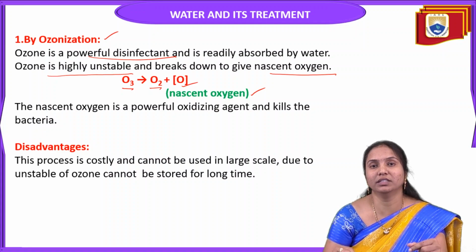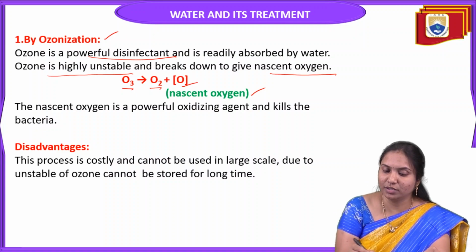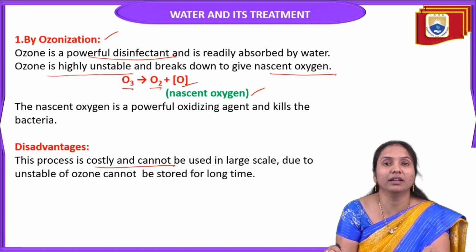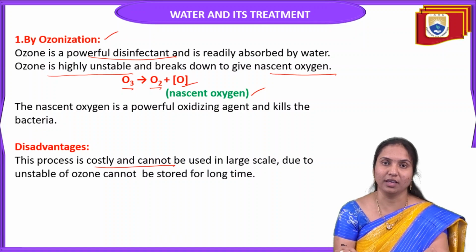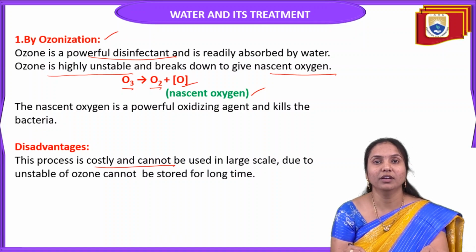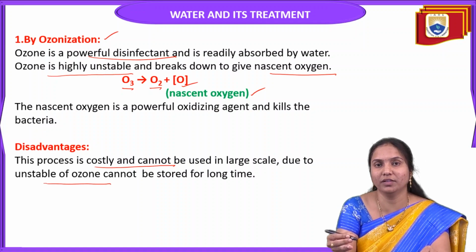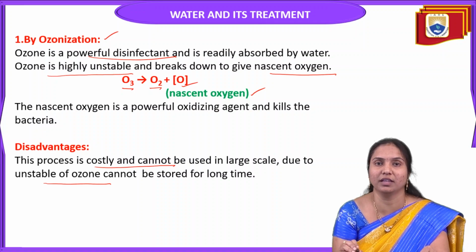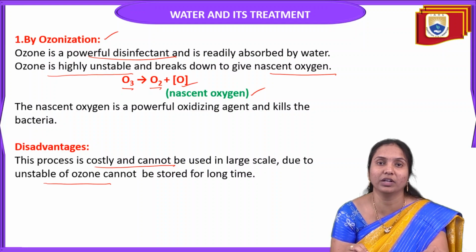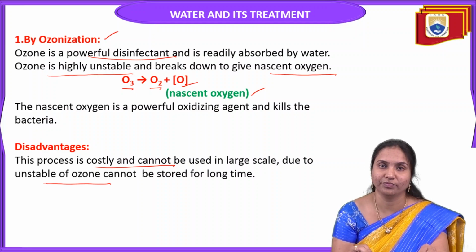But what is the disadvantage of ozone or ozonization? This process is costly and cannot be used on a large scale due to the instability of ozone. Already we know that ozone is highly unstable, so it cannot be stored for a long time.